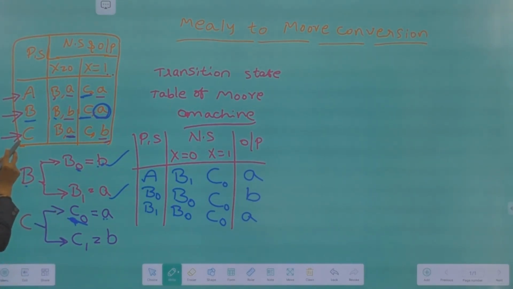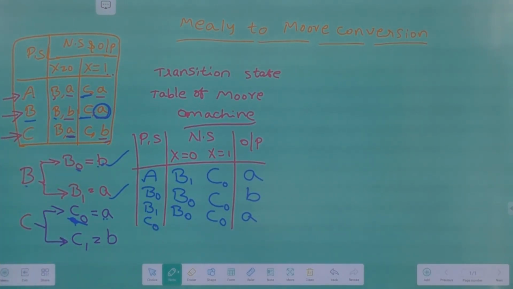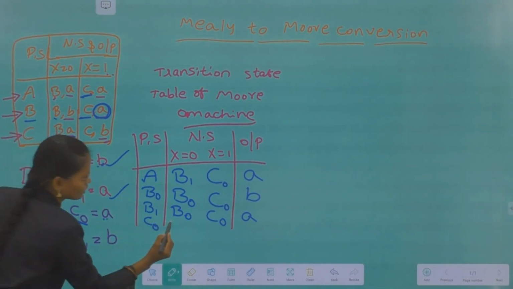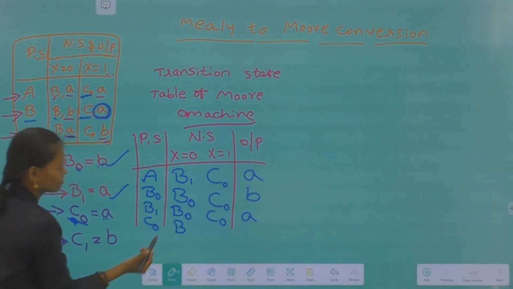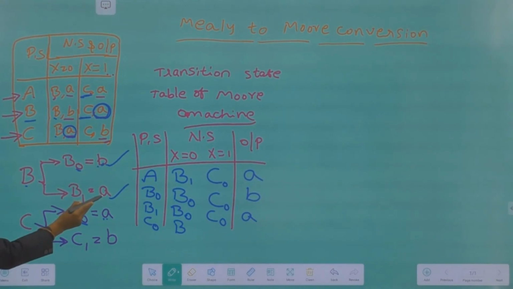And next state C. C state is divided in two: the first one is C naught and C1. The first one is C naught. Here x equal to 0, the next state goes to B. First write down the B. Here the output is A. In B state, output A appears here. Corresponding to the next state is B1.